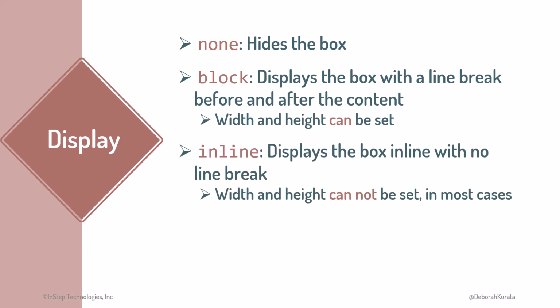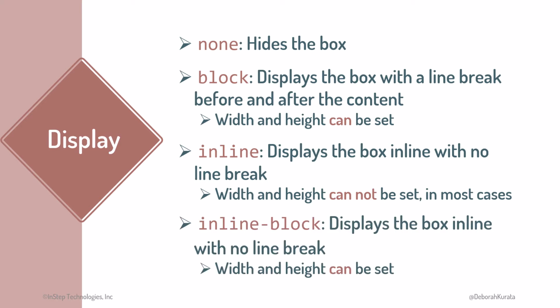Another valid value is inline, which displays the box in line and does not add a line break. You cannot adjust the width and height of most inline elements, since they are displayed in line with their surrounding content. And lastly is inline block, which combines the features of inline and block elements. Inline block flows like an inline element, but allows setting a width and height. Setting inline block is useful when flowing small blocks horizontally.